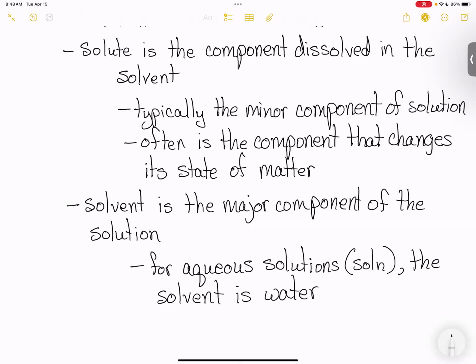Let's go back to my table salt example. I can put a little salt in the water, and if I were to taste it, it would be a little bit salty. But if I put too much salt in that water, it's going to taste terrible.